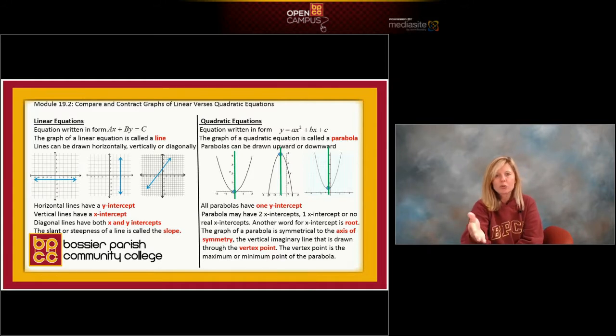If you look at your three lines, the first one's a picture of a horizontal line. It has a y-intercept at y equals -1, because that's where it touches the y-axis. On the vertical line, the second picture, it has an x-intercept at x equals 3, because that's where the line touches the x-axis. And the diagonal line has both an x-intercept and a y-intercept because it touches the axes in both places.